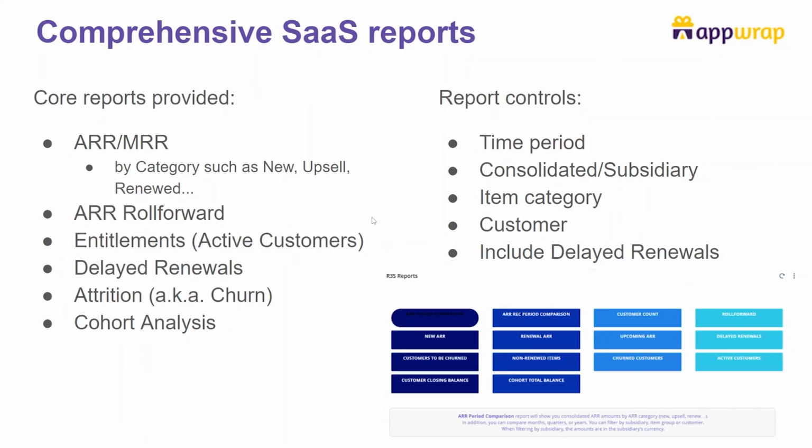We have not looked at additional reports such as the ARR roll forward and entitlements and the action forms that will allow you to help manage delayed renewals and attrition, basically churn. And we have the cohort analysis report available as well.